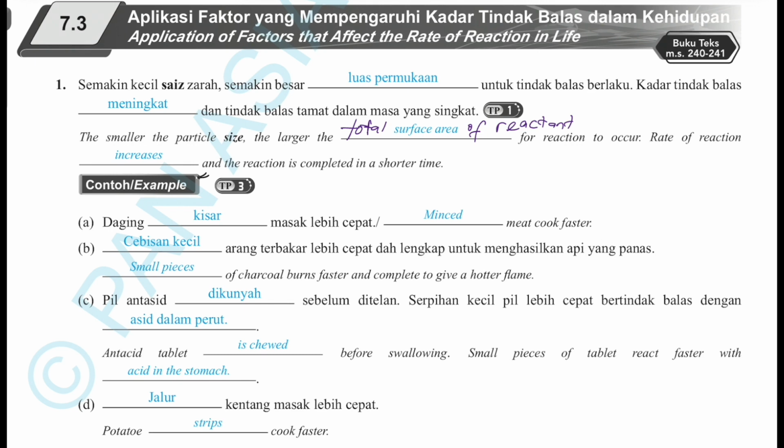So you see, mince meat cook faster. Maksudnya daging kisar masak lebih cepat. Tahu tak daging kisar? Maksudnya daging yang dipotong-potong lah. Yang daging potong-potong kecil, dia lebih cepat untuk masak berbanding daging yang besar. Alright.